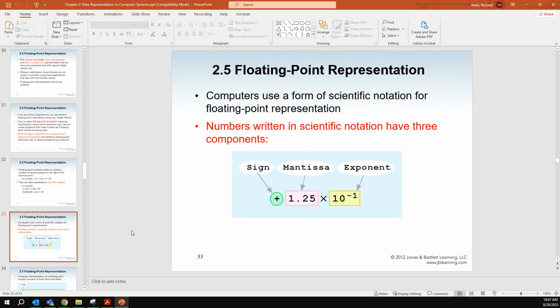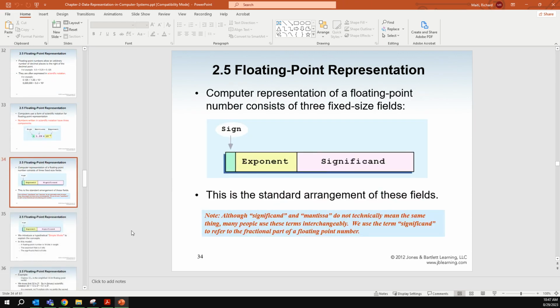So computers use a form of scientific notation. Numbers written in scientific notation have 3 components: the plus sign, mantissa, and the exponent. The computer representation of a floating point number consists of 3 fixed size fields. You've got the sign field, the exponent field and the significand field.